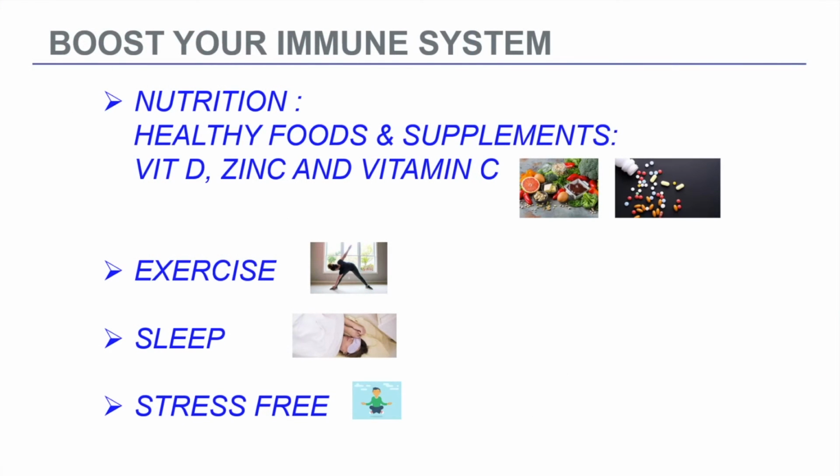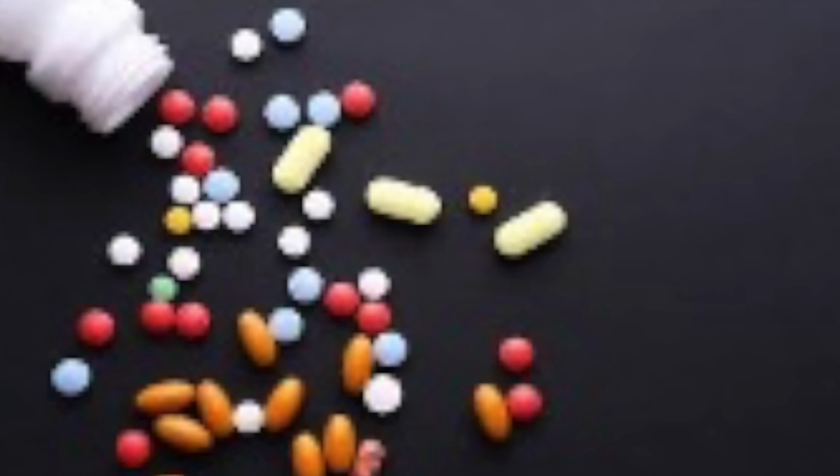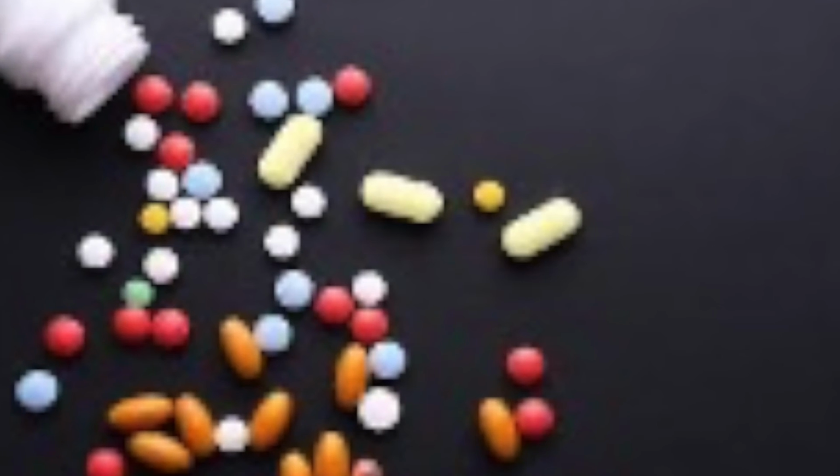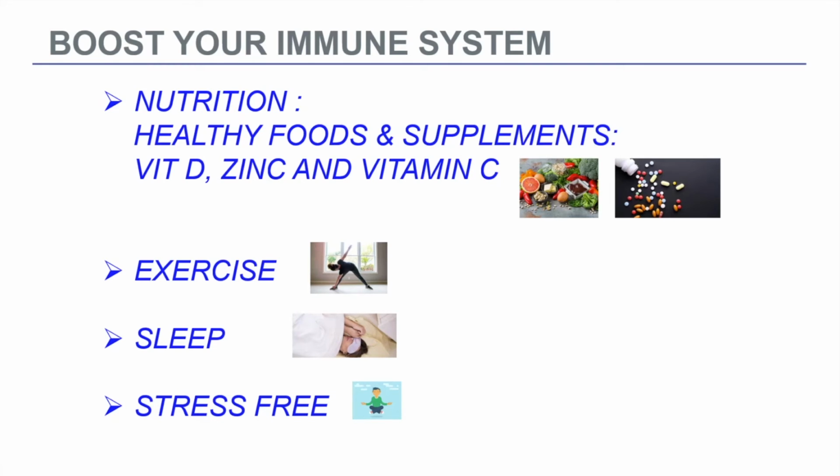Now, this is as crucial as all your other aspects of preparedness, because your immune system needs to deal with this virus, which is very virulent. You need to have a very robust immune system. So for having a robust immune system, make sure your nutrition is good, have healthy foods, have supplements like vitamin D, vitamin C, and zinc. These are very important because they have antiviral properties and can actually boost your immune system.